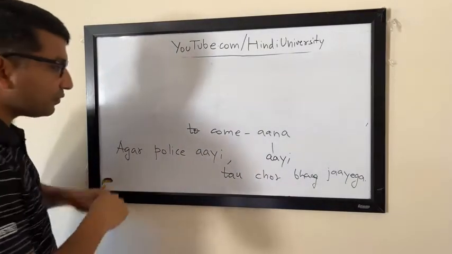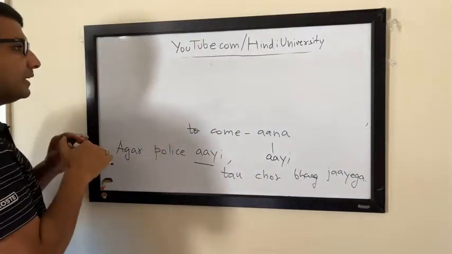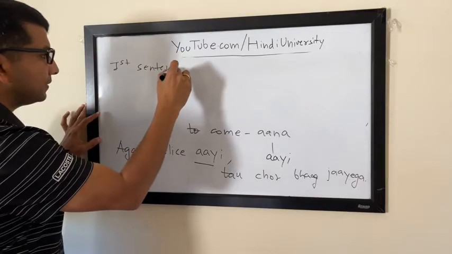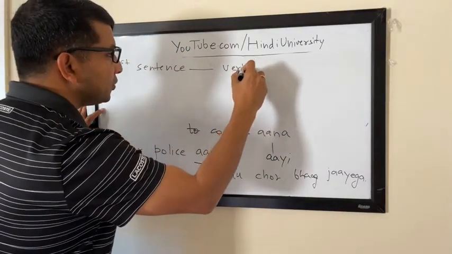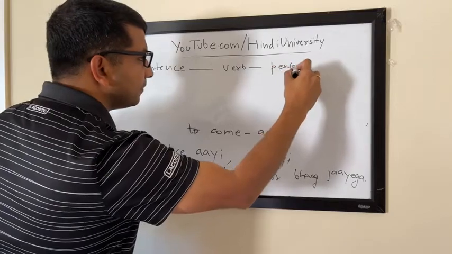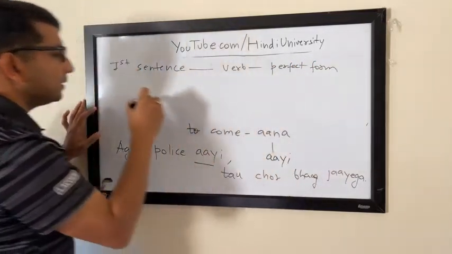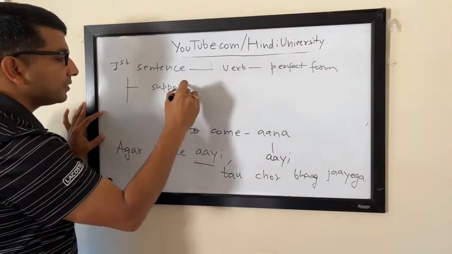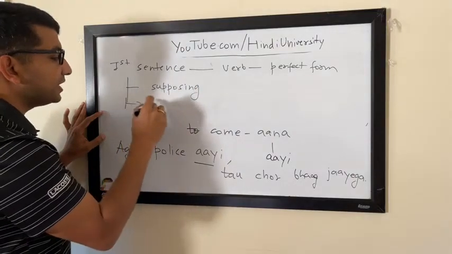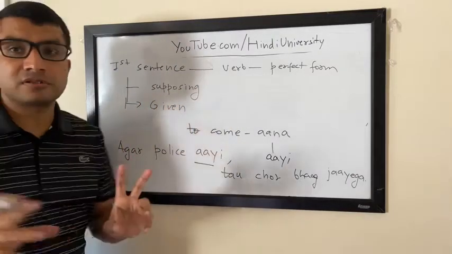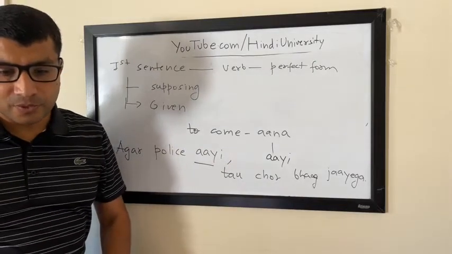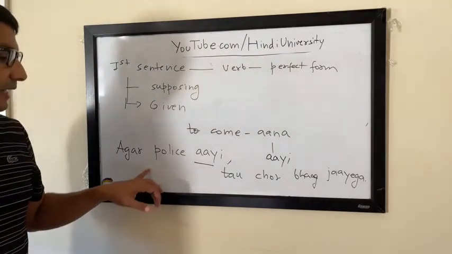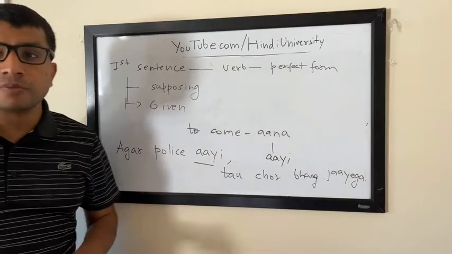Agar police aayi. So what you've done is, I'm going to write down the rule here. In the first sentence, the verb you are using is a perfect form, and it becomes supposing, or given the police come, this will happen. That's what it changes the meaning to. Suppose the police comes, then event B will happen.